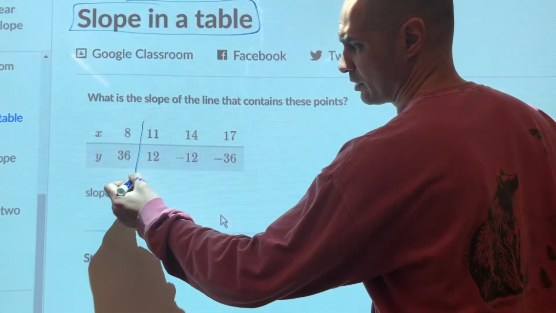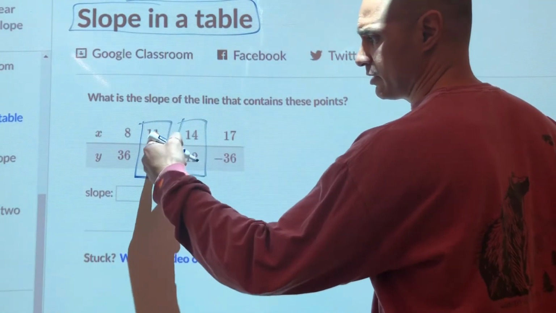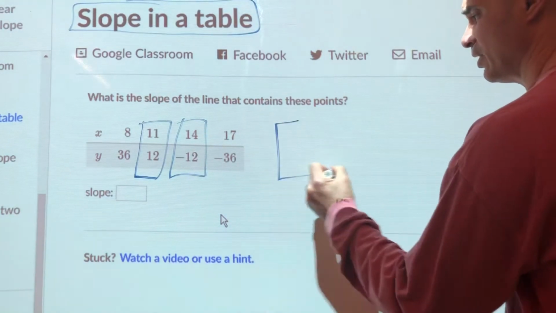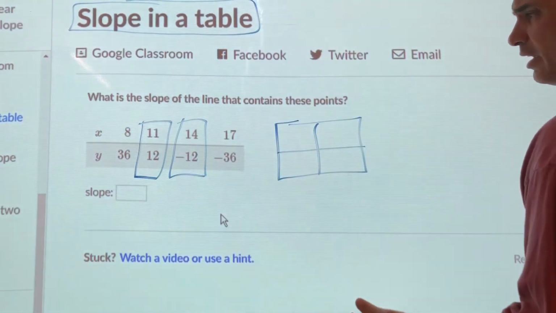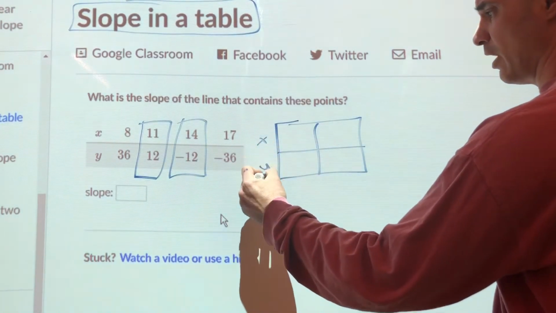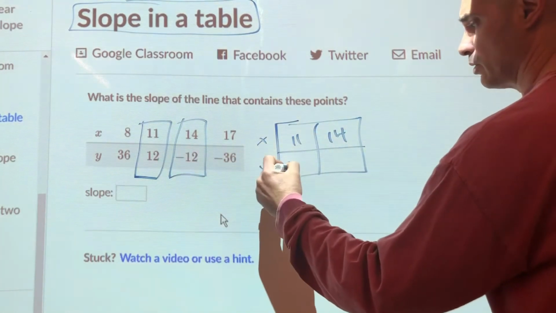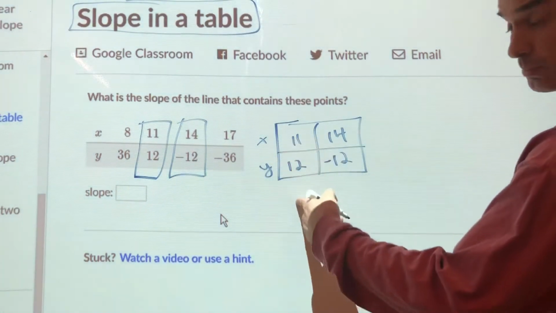You could choose this point and this point. This is an XY point, that's an XY point. Earlier this year, we drew it in a table. When we had those points, these were the X values up here, and these are the Y values down here: 11, 14. And the Y values are 12 and negative 12. So I can just subtract these.